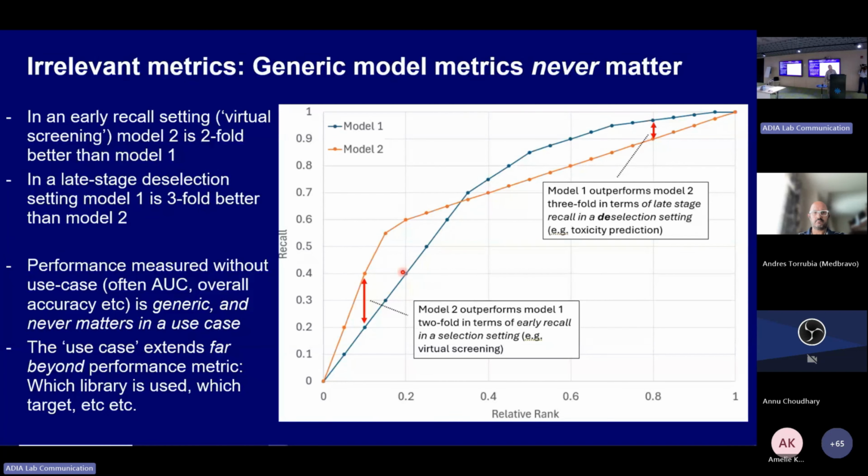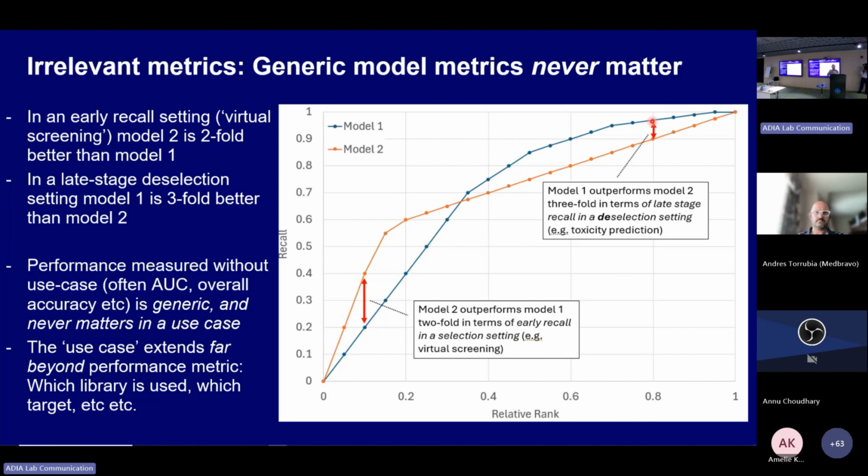But if you have a selection setting, for example, model 2 would outperform model 1 after 10% of the relative ranks in the selection setting. So the orange model is twice as good. Or if I deselect at the other end of the spectrum, then actually model 1 is better. So that's 3.33% here, that's 10%. So here the blue model, if I invert the model, so to speak, is actually 3-fold better. The area under the curve is the same.